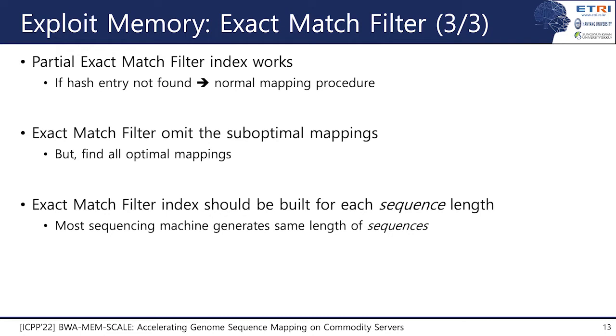In addition, the exact match filter index should be built for each sequence length. This can be a burden if various lengths of sequences are analyzed. However, generally, most sequencing machines generate the same length of sequences. Thus, one index is enough for the exact match filter.